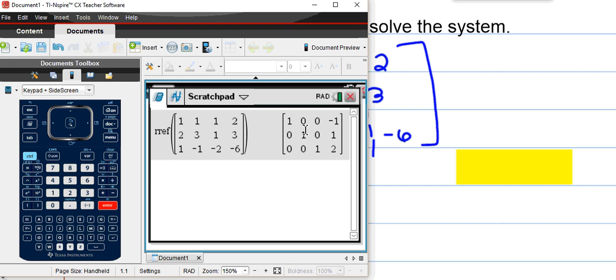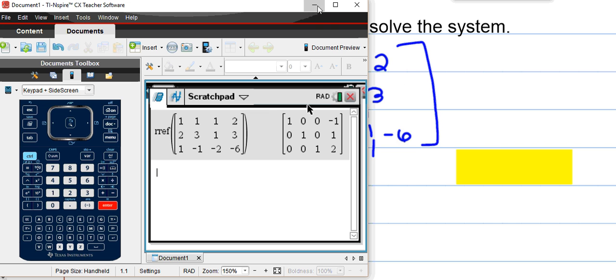This is what we call an identity matrix on the left side, the 1, 0, 0, 0, 1, 0, 0, 0, 1. As long as that entire left side looks just like that, that's what your answer is going to look like. So we're going to write that down.